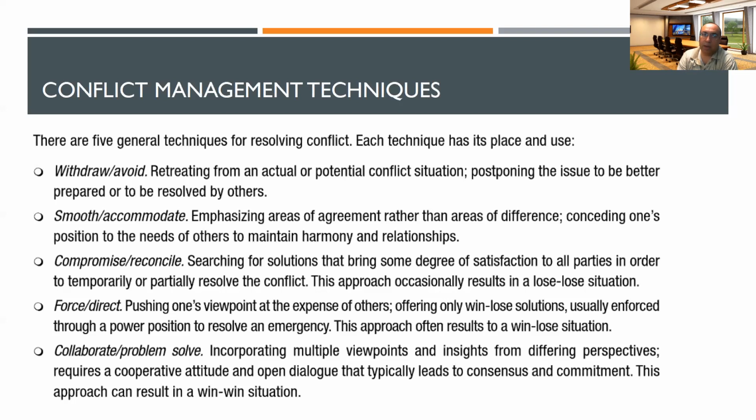Compromise. Compromise is called a lose-lose situation. So you search for solutions that bring some degree of satisfaction in order to temporarily or partially resolve the conflict. So compromise: okay, you're right and you're right, but I'm not going to agree to either of you. We're going to do something which is temporary. We're going to partially resolve the conflict. So it's not a permanent fix. You're going to say, okay, later on we'll do something to address both of your concerns, but right now this is what we're doing. So that is a compromise, right?